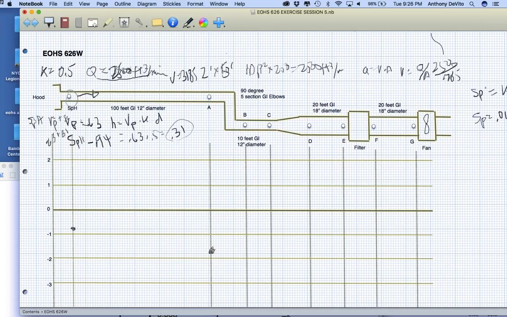Okay, so now what do I got? Now I have 2 elbows. Why do we have an elbow here? Maybe there's a pole here. Got to go around the pole.